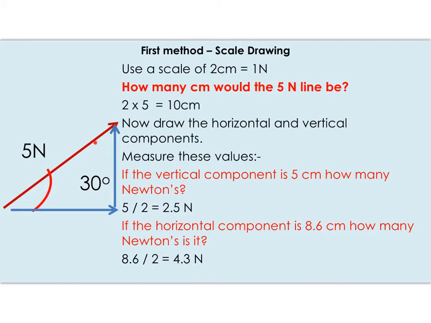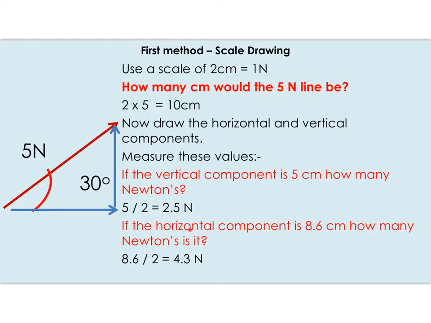So I draw a 5 newton line to be 10 centimetres, and I measure the angle from the horizontal using a protractor. I would then draw on the horizontal and vertical components, and I'll be able to measure these lines. If I measure the vertical component, which is this one here, I would notice that that would be 5 centimetres. So the number of newtons I've got will be 5 divided by 2, because each 2 centimetres is equal to 1 newton.